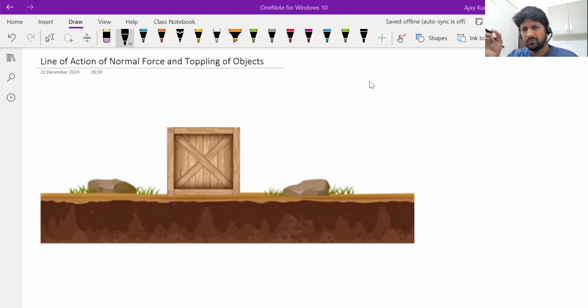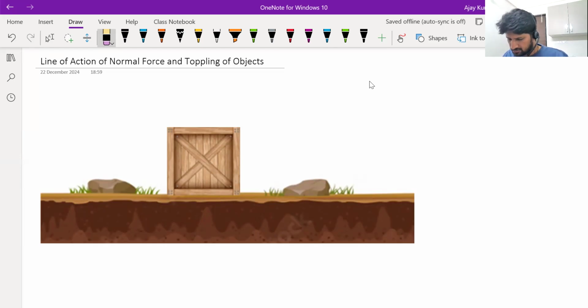Now, every particle of an object has weight. If g, the acceleration due to gravity, is uniform, we have derived that weight can be assumed to be acting through the center of mass. Let me draw it properly. The other force acting on it is the normal force.